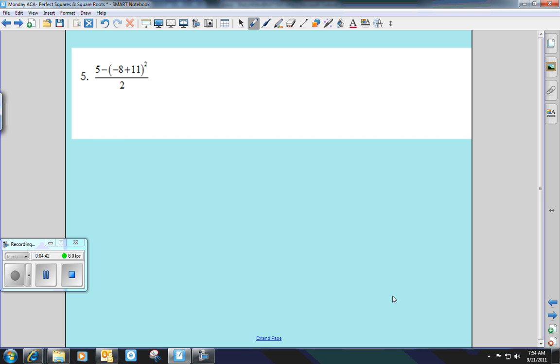Number 5 is order of operations. When we're doing order of operations with exponents, let's remember, this is kind of a review question. Remember that we'll do what's in parentheses first. Then we will square the answer that came in the parentheses. This is a subtraction sign, so then we'll do 5 minus this answer. And the very last thing we do when we have a large fraction bar like this is divide. So we'll find the answer for the top and divide it by 2 for our final answer. You can go ahead and do that one on your own.